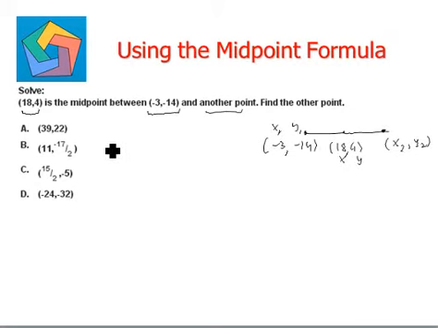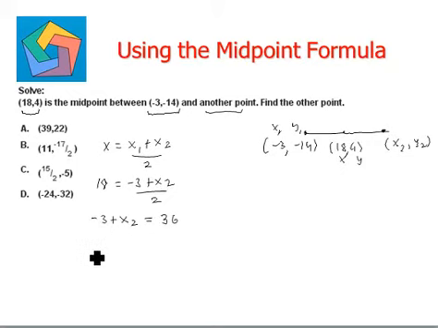So we'll use the formula x equals x1 plus x2 divided by 2. So our x is 18, x1 is -3, x2 we have to find out, divided by 2. We cross multiply, we get -3 plus x2 equals 18 times 2, which is 36. To find out the value of x2, we add 3 to both sides: x2 equals 36 plus 3, since -3 plus 3 is 0. x2 equals 39. So we've got one coordinate of the other point.